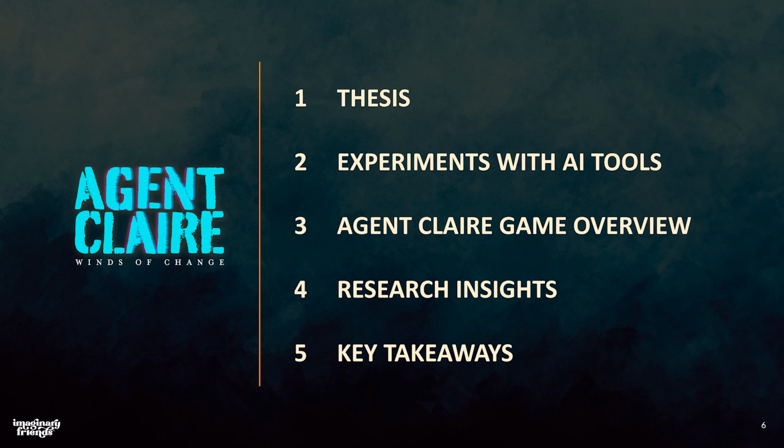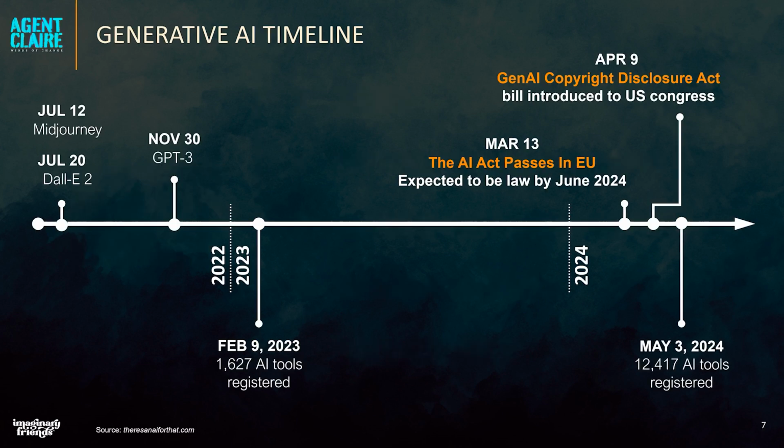So we're witnessing a rapid transition in the creative and artificial intelligence landscape. Just in the end of 2022, the 3 major generative AI tools, Midjourney, DALL-E, and GPT-3, entered the mainstream, launching their betas. By February 2023, 1,627 AI tools were released into the public, registered with There's an AI for That. 1 year later, and as of last week, 12,417 AI apps are now available to the public.